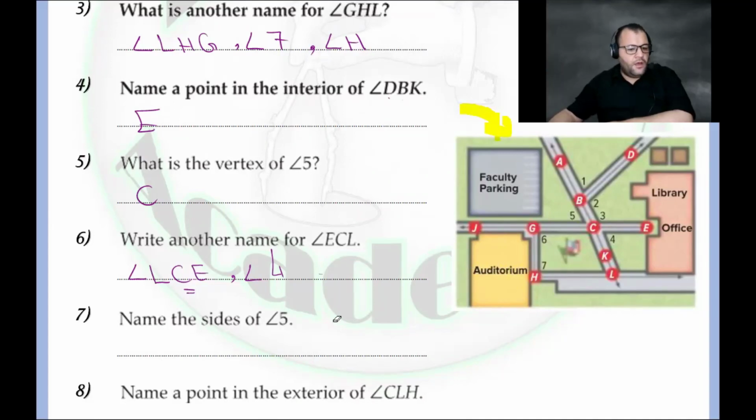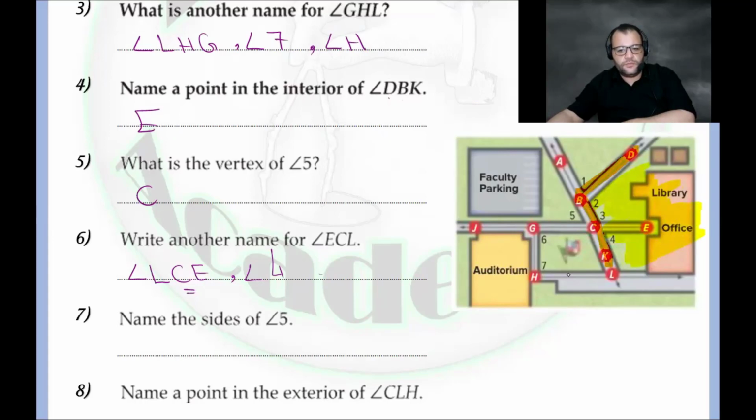Mr. Islam, could you see number 4 again? Number 4: name the point in the interior. What is the meaning of interior region? It lies between the two sides. The two sides of which angle? D, B, K. So I will start from D, B, K. Where is the interior region? All of this part is the interior region. Is there any point in this part?